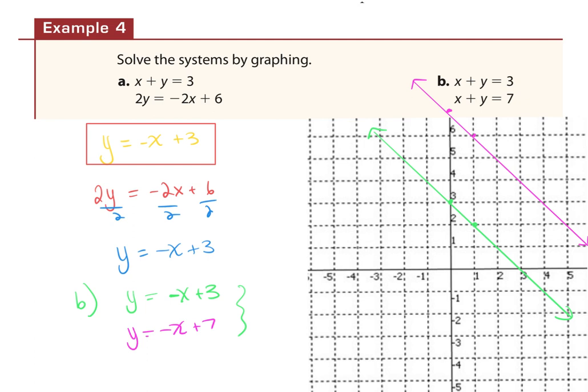These had the same slope, right? -1, but they had different intercepts. I mean, they had the same intercept, which means it's the same exact line. Here we have the same exact slope, different y-intercepts, which means when I graph them, they're going to be parallel.